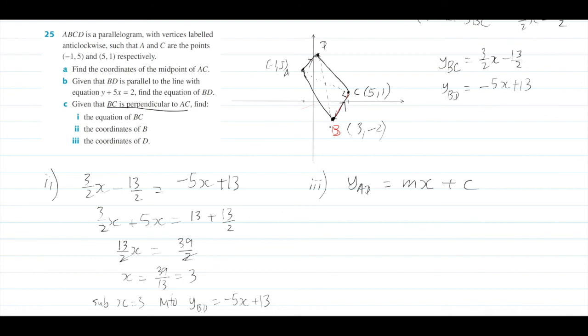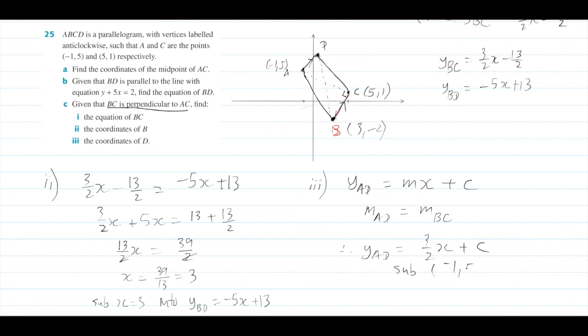What do we know about the gradient of BC? Well, the gradient of BC is 3 on 2, so therefore you can say m_AD equals m_BC. And that means y_AD, the gradient of AD, is 3 on 2. It should match the gradient of BC, right? So you get 3 over 2 x plus c, and all you need to do is find that c. Again, just sub in a point, and this time we're going to sub in the point A, because we do know A lies on the line AD.